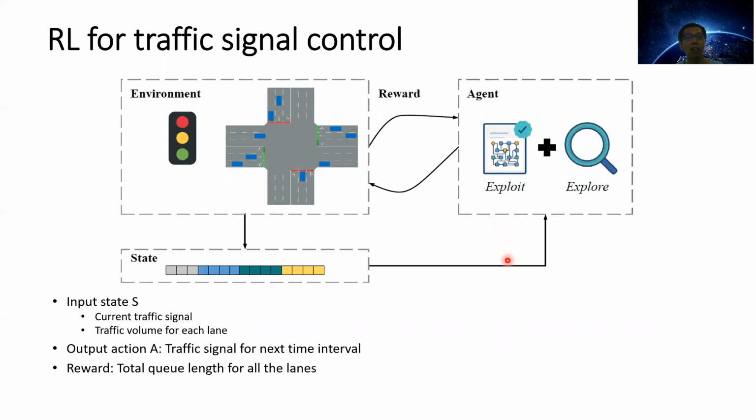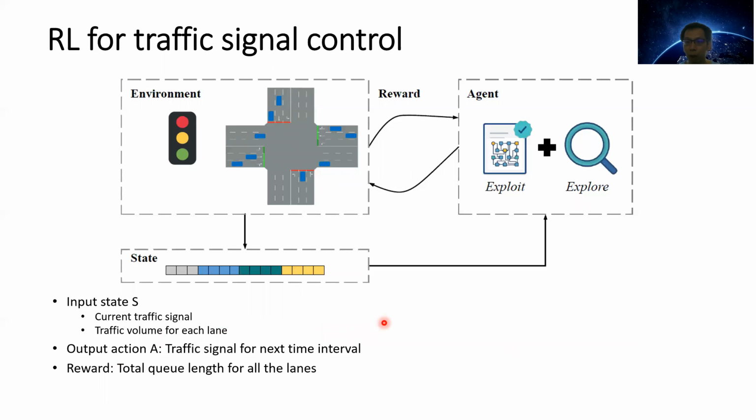Another good example is traffic signal control. Basically here we are trying to determine the optimal strategy for controlling these traffic signals. And this problem can be naturally formulated as a sequential decision-making problem using reinforcement learning, where we have the input states, which consist of the current traffic volume from each lane and also the current traffic signals. And we are trying to determine what traffic signals we should give at the next time interval. And the reward is based on the total queue length for all the lanes. So basically the shorter the queue length, the higher the reward.